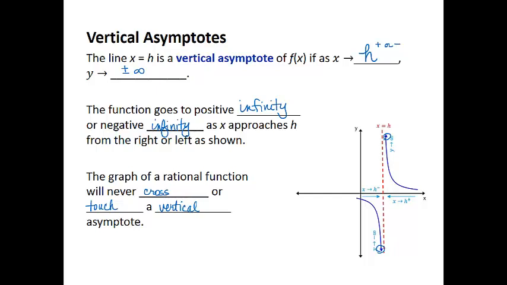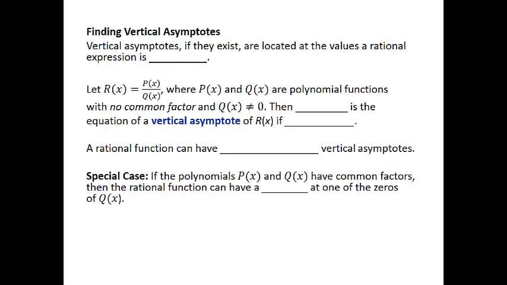And if you recall from the function 1 over x and 1 over x squared, x equals 0 is where the function was undefined, and so there's not going to be a function value that corresponds to that particular x value, which is why it can never cross or touch that vertical line. So finding vertical asymptotes, if they exist, they are located at the values where a rational expression is undefined.